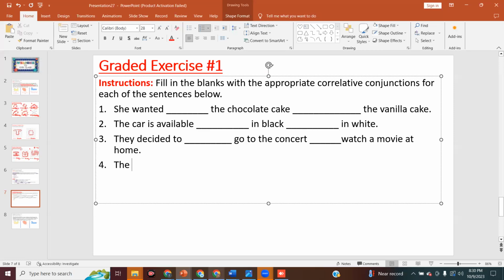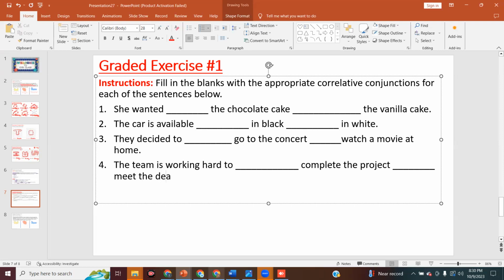The team is working hard to blank complete the project blank meet the deadline. Excuse me. Go ahead. Question. Is it possible to use two correlative conjunctions or just use one? Oh. Just use one.